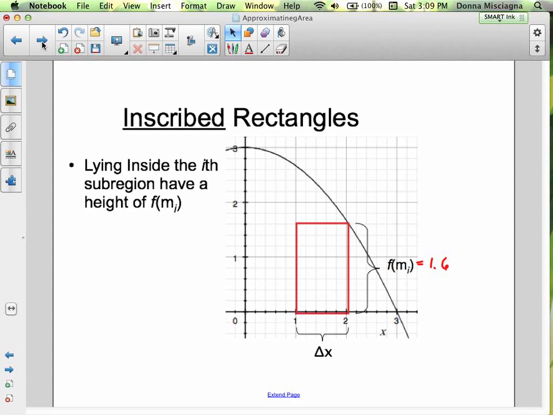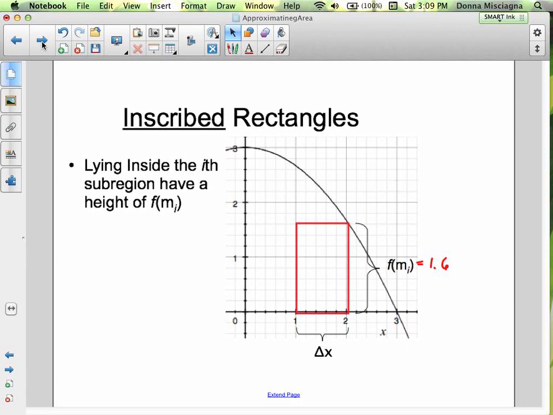So we call this an inscribed rectangle. Inscribed means that it lies inside the subregion, right? So notice none of that rectangle is hanging off the curve there. It all fits inside the curve. It's all under the curve, right? And the curve, by the way, is going to the x-axis. That's our stopping point, right? So if we call the x-axis one boundary and the curve the other boundary, you can see the rectangle is inscribed, it's within that curve there.